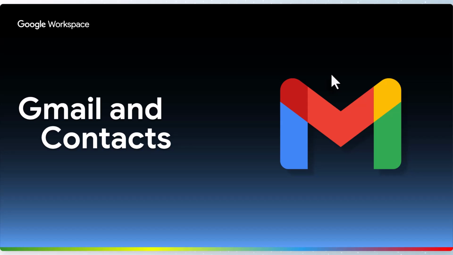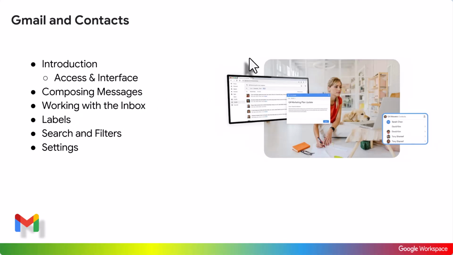In this video, we'll be exploring Gmail and contacts. Here's a quick agenda of what we'll be reviewing today. We'll start off with an introduction that'll include the various ways we can access Gmail and its interface. We'll go on to the basics of composing messages and working within the inbox. And then we'll wrap up with talking about labels, how to search within Gmail, using those searches to create filters, and then we'll close things out talking about settings.